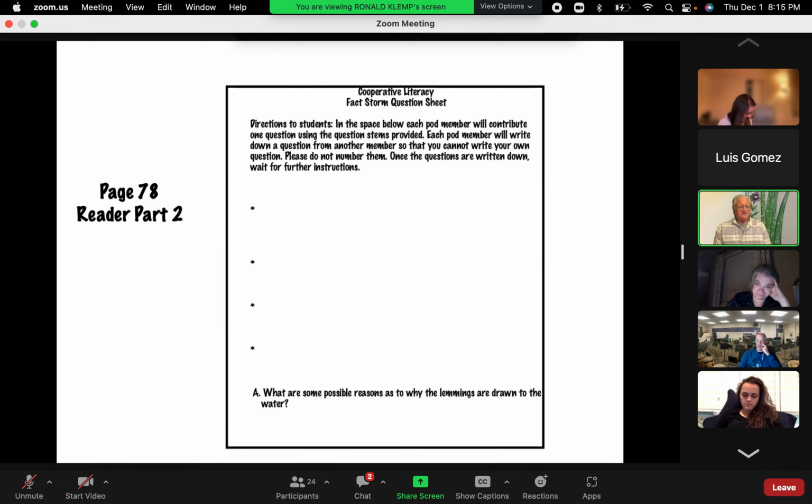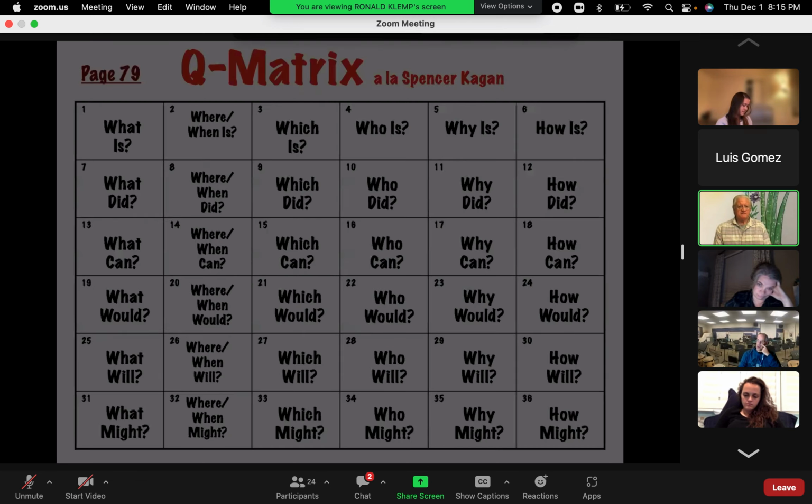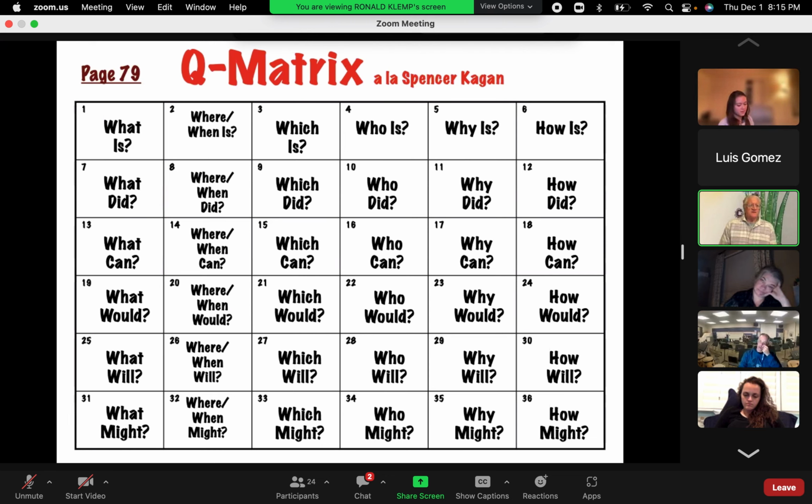And the idea behind the Fact Storm is that we're going to utilize the student-generated questions about the text, and we're going to have the students respond to their own questions, but also the questions of their peers. Now, if you turn to page 78, you'll see something called the Q matrix. The Q matrix is a grid of question stems, and as you descend the grid, you ascend the levels of comprehension. So the levels of comprehension from Bloom's taxonomy notch up as you go further down the grid.